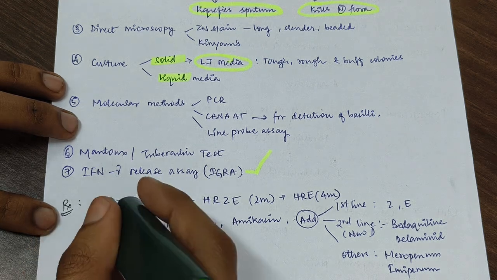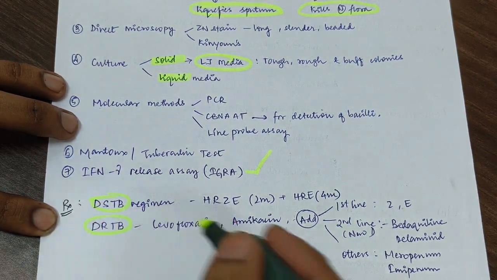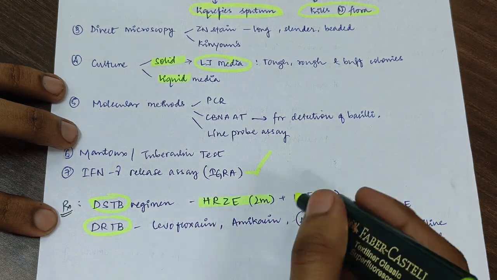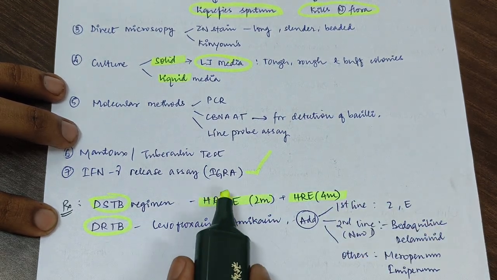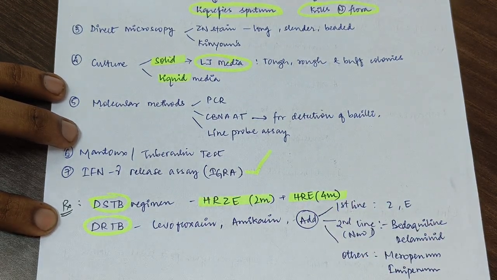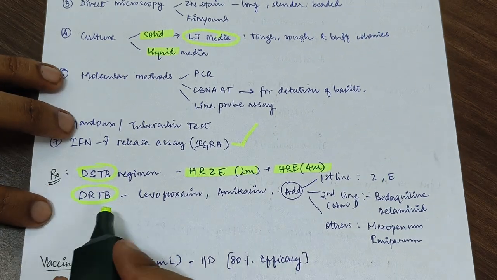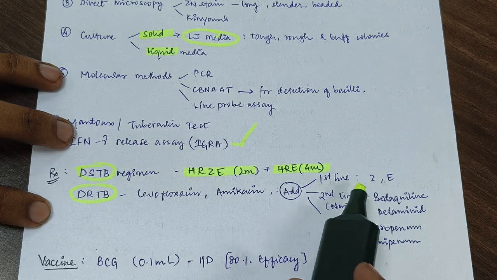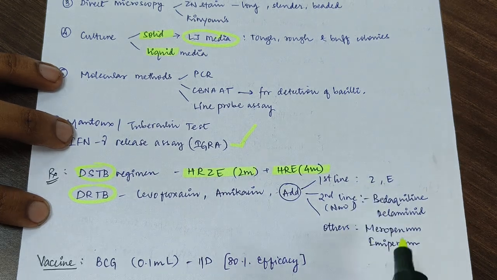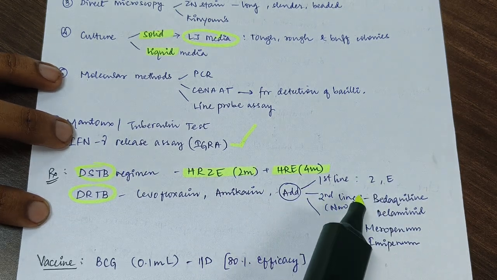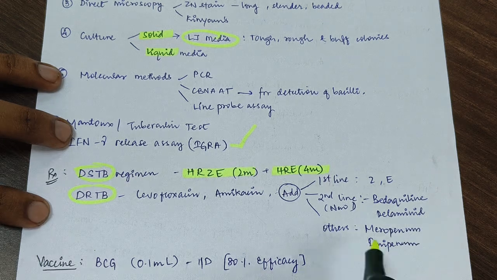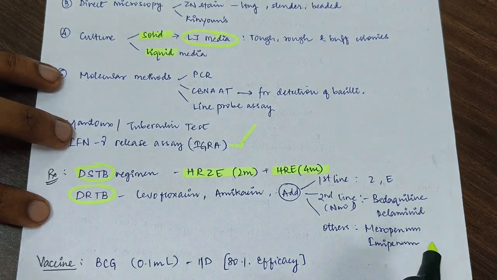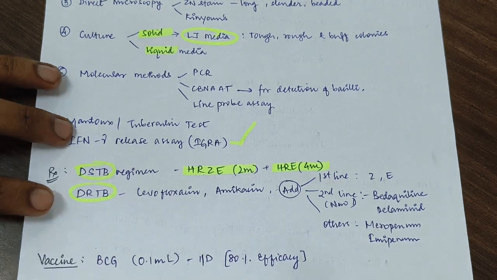Then you are going to see the treatment. What is the treatment? There are two regimens: one for drug sensitive and the other for drug resistant. Drug sensitive TB is 2 months of HRZE and 4 months of HRE. First is the intensive phase, the second is the continuation phase. Same way in drug resistant TB, you are going to add levofloxacin and amoxicillin with first line agents such as pyrazinamide and ethambutol, and second line agents; the newer drugs used are bedaquiline and delamanid. Other drugs used for resistant cases are meropenem and imipenem.